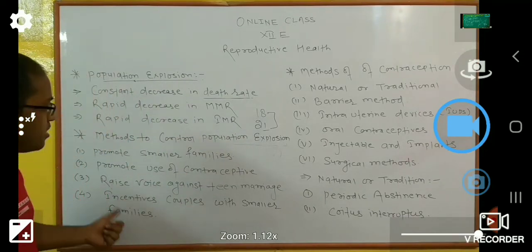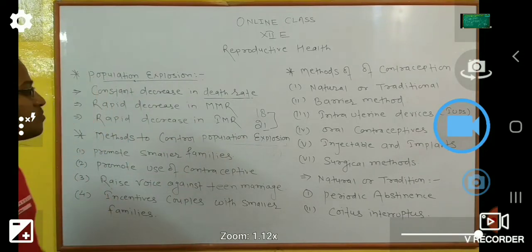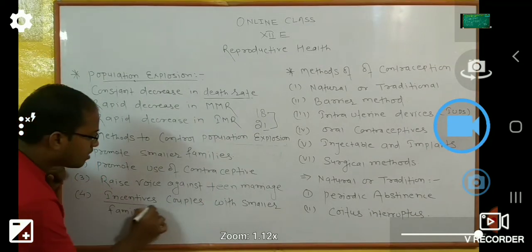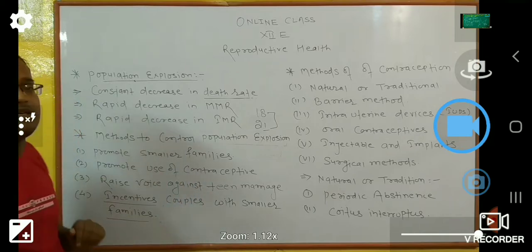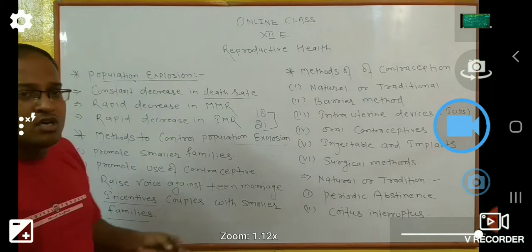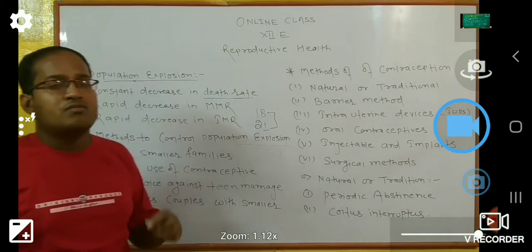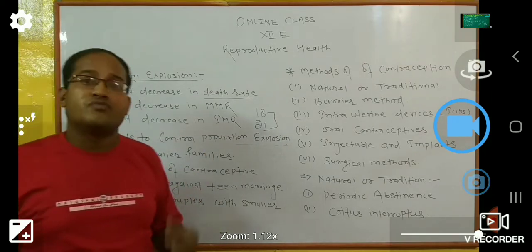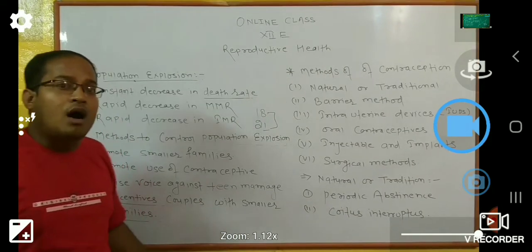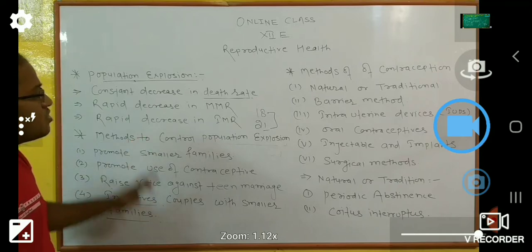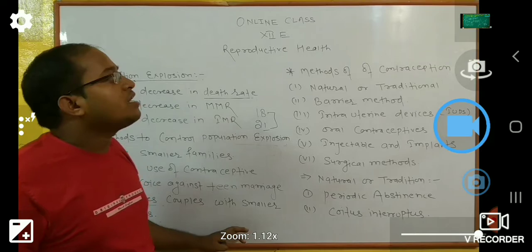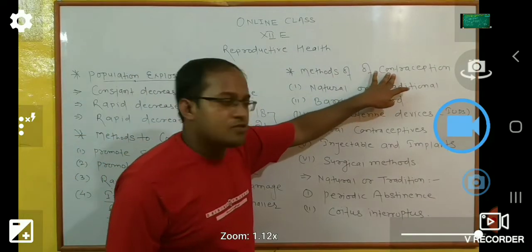Next, incentives for couples with a smaller family. Most of the couples in villages are totally unaware about contraceptive methods, and they have intercourse with their partners, producing young ones, and generally one couple has 4 to 5 children, which leads to population explosion. So after the initial and beneficial steps taken by the government and different NGOs, they decided on methods of contraception.